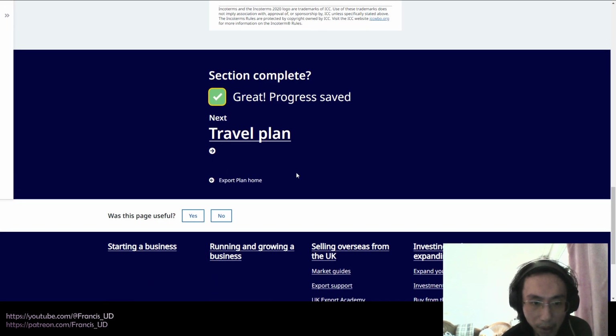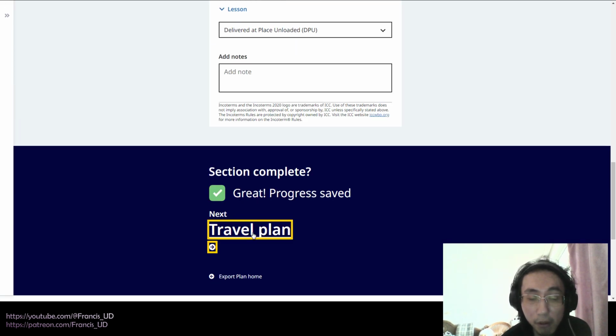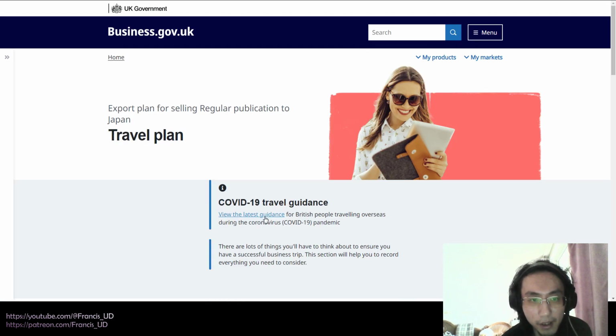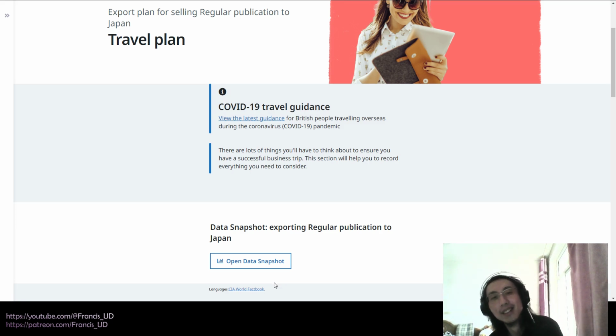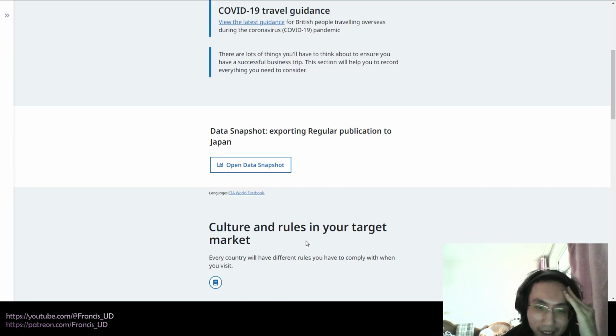Yes, progress saved. Next, travel plan. So they still have the COVID-19 travel guidance. View the latest travel guidance for British people traveling overseas during the coronavirus 19 pandemic. Open data snapshot, exporting regular publication to Japan.